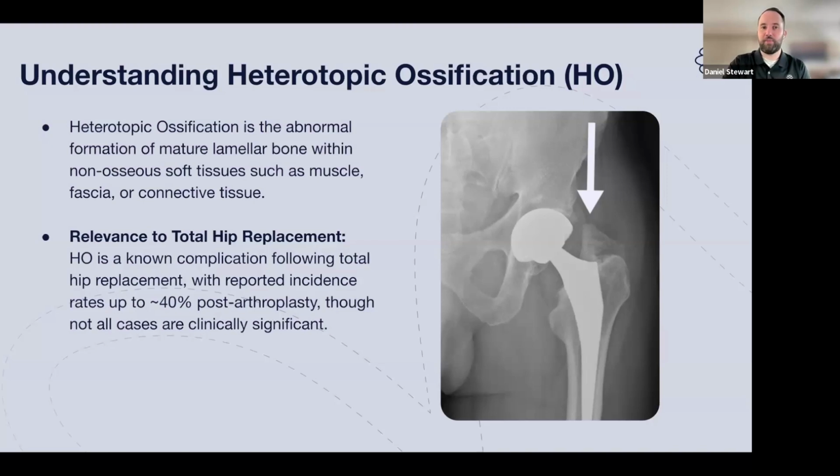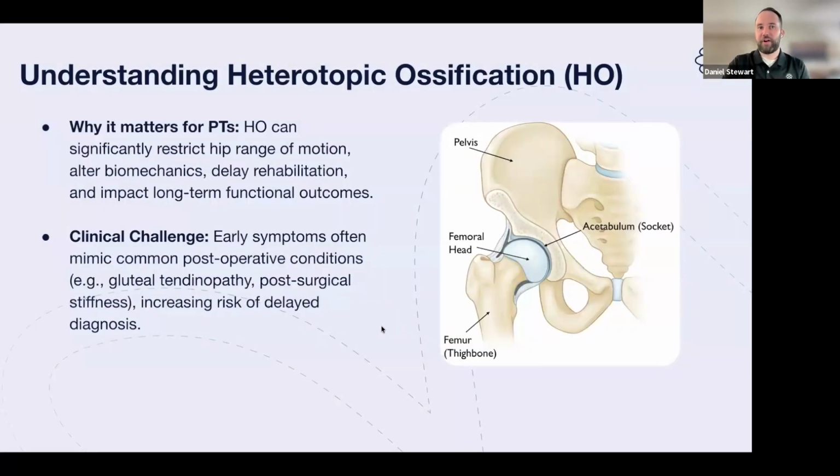It's relevant to total hip replacements because it's a known complication following hip replacement. Sometimes there are reported incidence rates of upwards of 40%, though not all cases are clinically significant. Why does it matter for us as physical therapists or athletic trainers, or some of the other specialties we have on the call? It significantly restricts hip range of motion and alters biomechanics. Oftentimes it may be progressive, where you're treating somebody and you don't understand why their range of motion isn't progressing as your normal patients do.